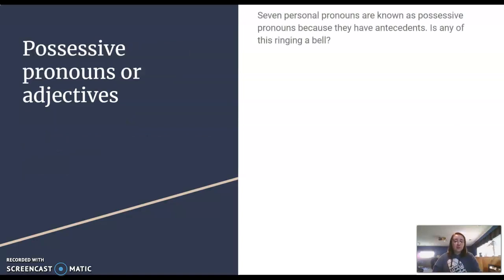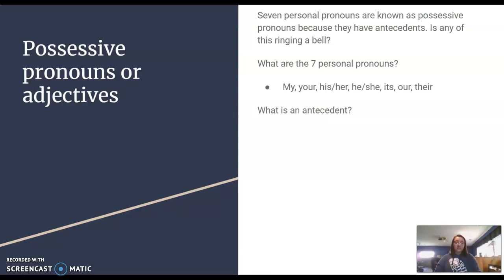So seven personal pronouns are known as possessive pronouns because they have antecedents. Remember? I was definitely here for this. I remember helping you guys with this on worksheets and things when I was your student teacher. Good times. So what are the seven personal pronouns? Do you remember? My, your, his, her, its, our, and their. What is an antecedent? Well, do you remember? Here it is: the noun that is renamed by the pronoun.